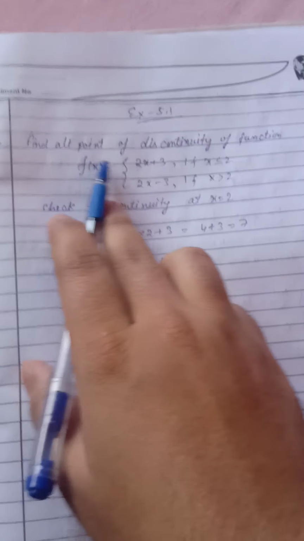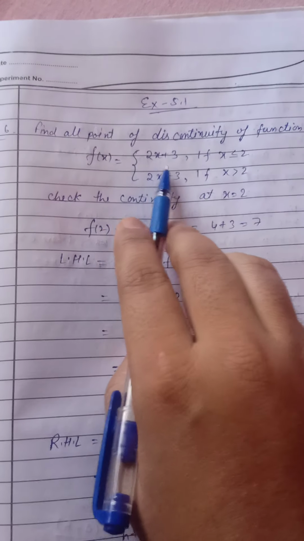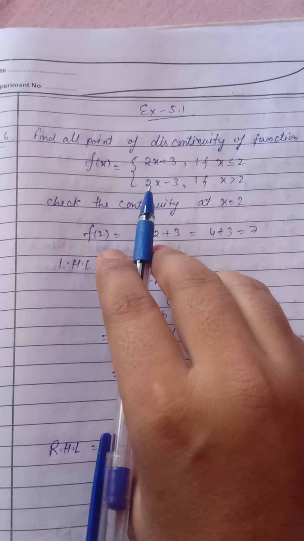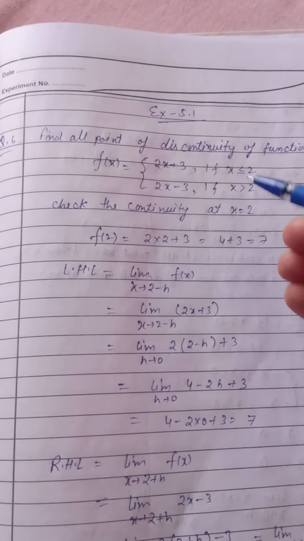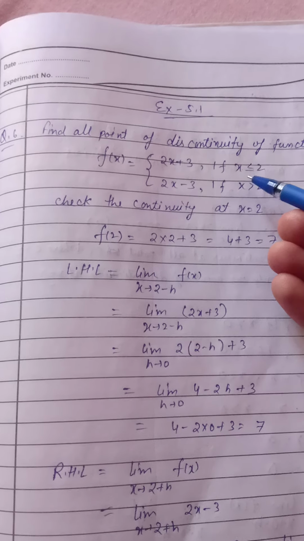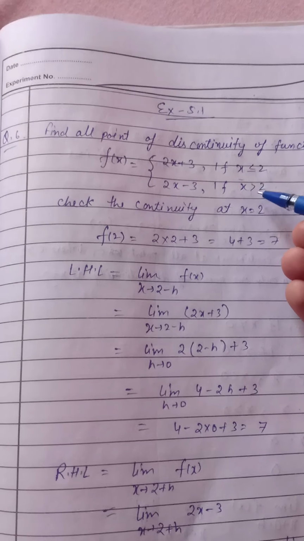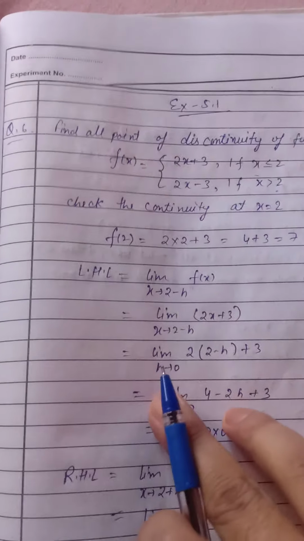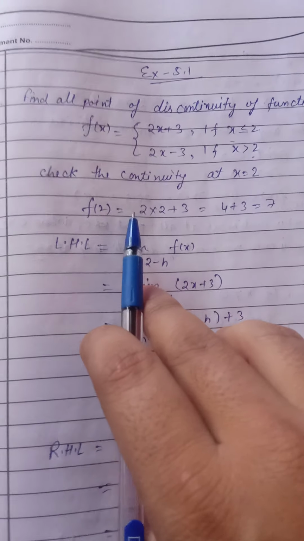The question is: find all the points of discontinuity of the function f(x) = 2x + 3 when x is less than 2, and 2x - 3 if x is greater than 2. Now here you can see that the value of the function varies as x changes from less than 2 to greater than 2. So at this point x = 2, we will check the continuity of the function.